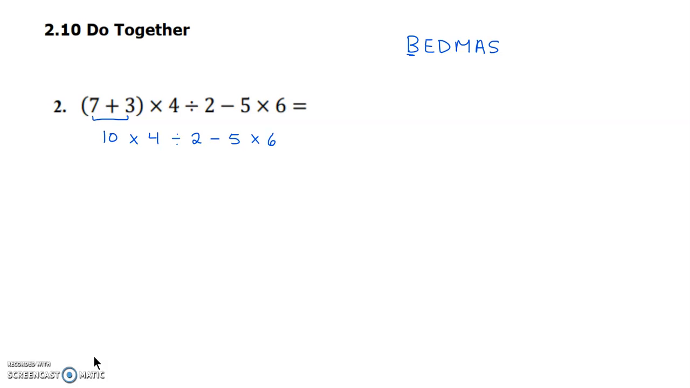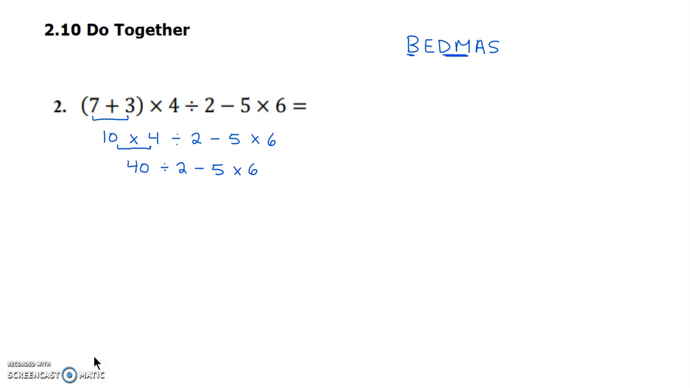So now I see I have multiplication, division, subtraction, and multiplication. We know that division and multiplication are the same in terms of their order, so they're equal. But if we have them both, we're going to work from left to right. So the first thing we're going to do is this multiplication here, 10 times 4. That equals 40. Now I write everything else down so that I can reassess.